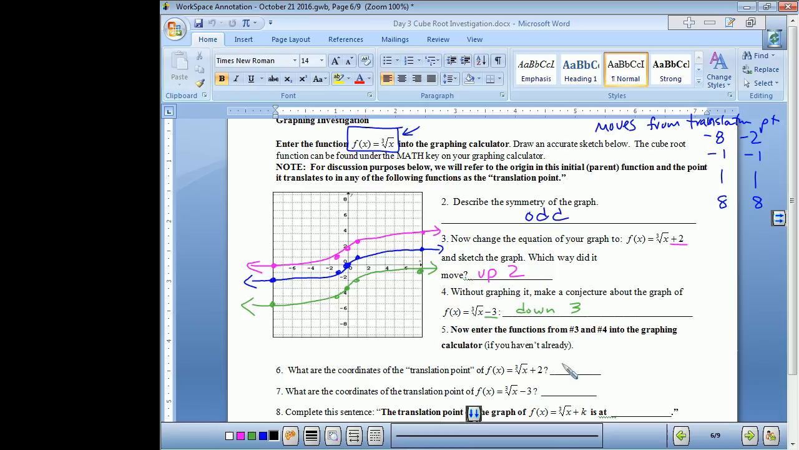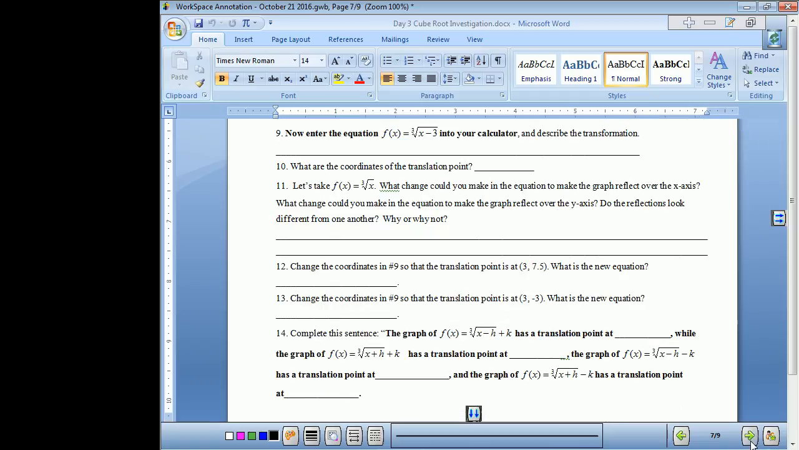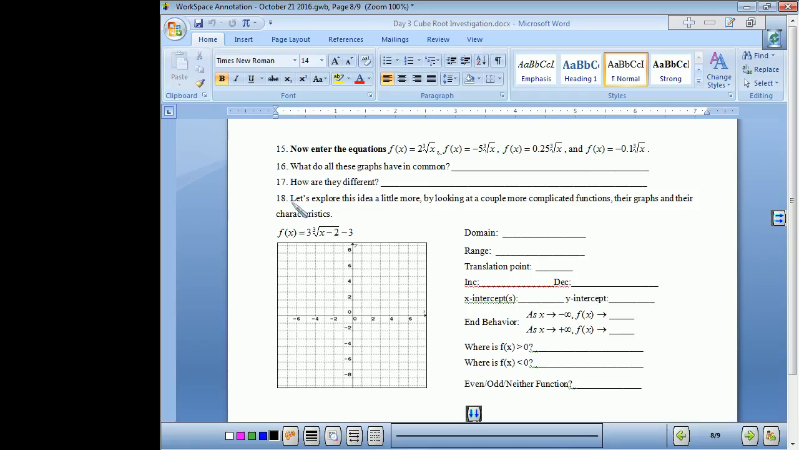So same as yesterday, 0, 2. Same as yesterday, 0, negative 3. Same as yesterday, 0, k. All of it's the same. Transformations work the same no matter what function we're using. So we're not going to fill out this whole thing. We're going to skip and do number 18. Let's go straight to the examples.